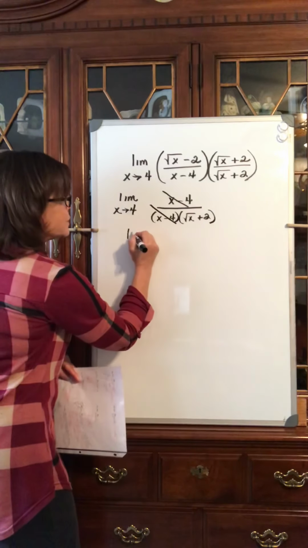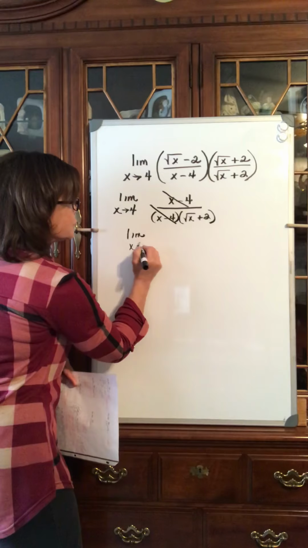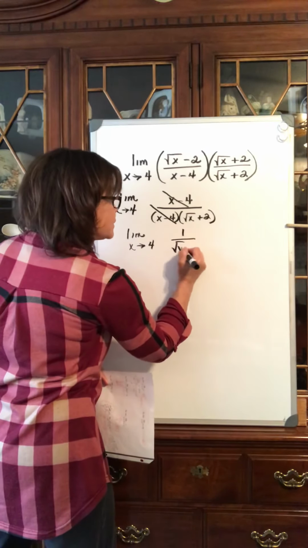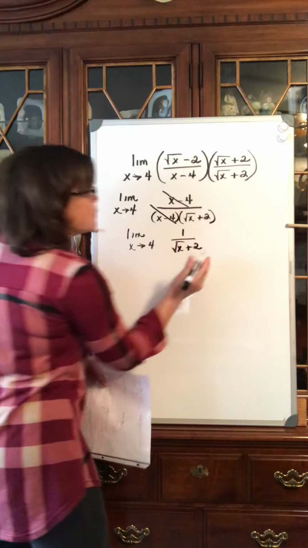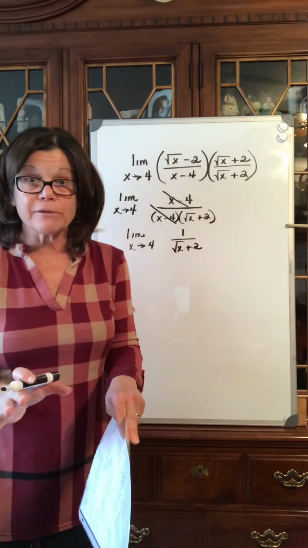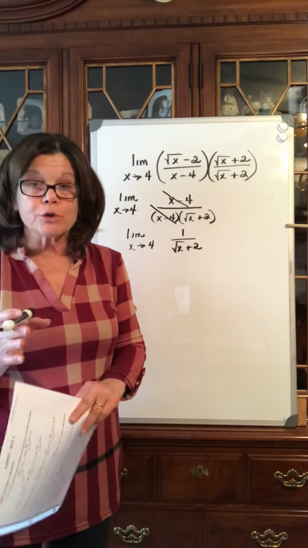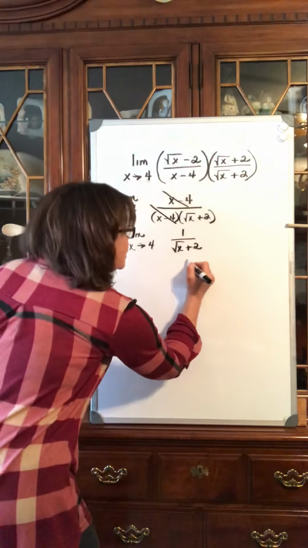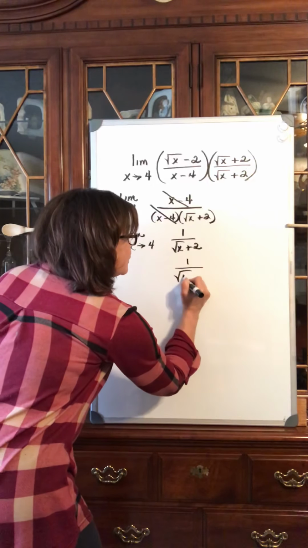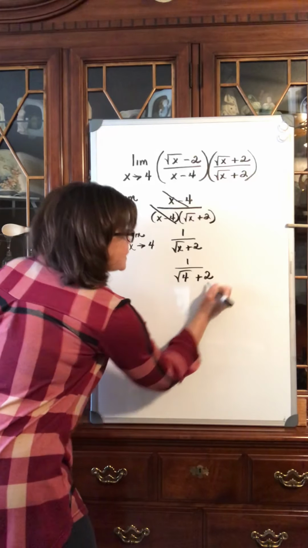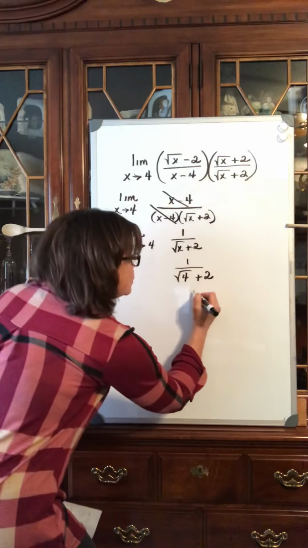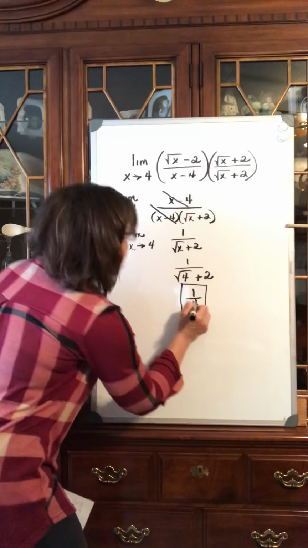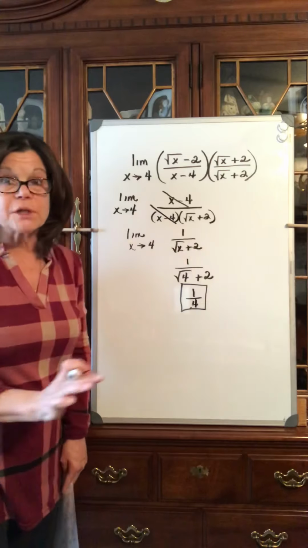So now I'm going to evaluate the limit as x is approaching 4 of 1 over the square root of x plus 2. I am done simplifying the function; I can't simplify it anymore. This is the point where I go to direct substitution. You drop out the limit notation and replace x with 4. So 1 over the square root of 4 plus 2, so it's 1 over 2 plus 2. The limit as x is approaching 4 of this function is 1/4.